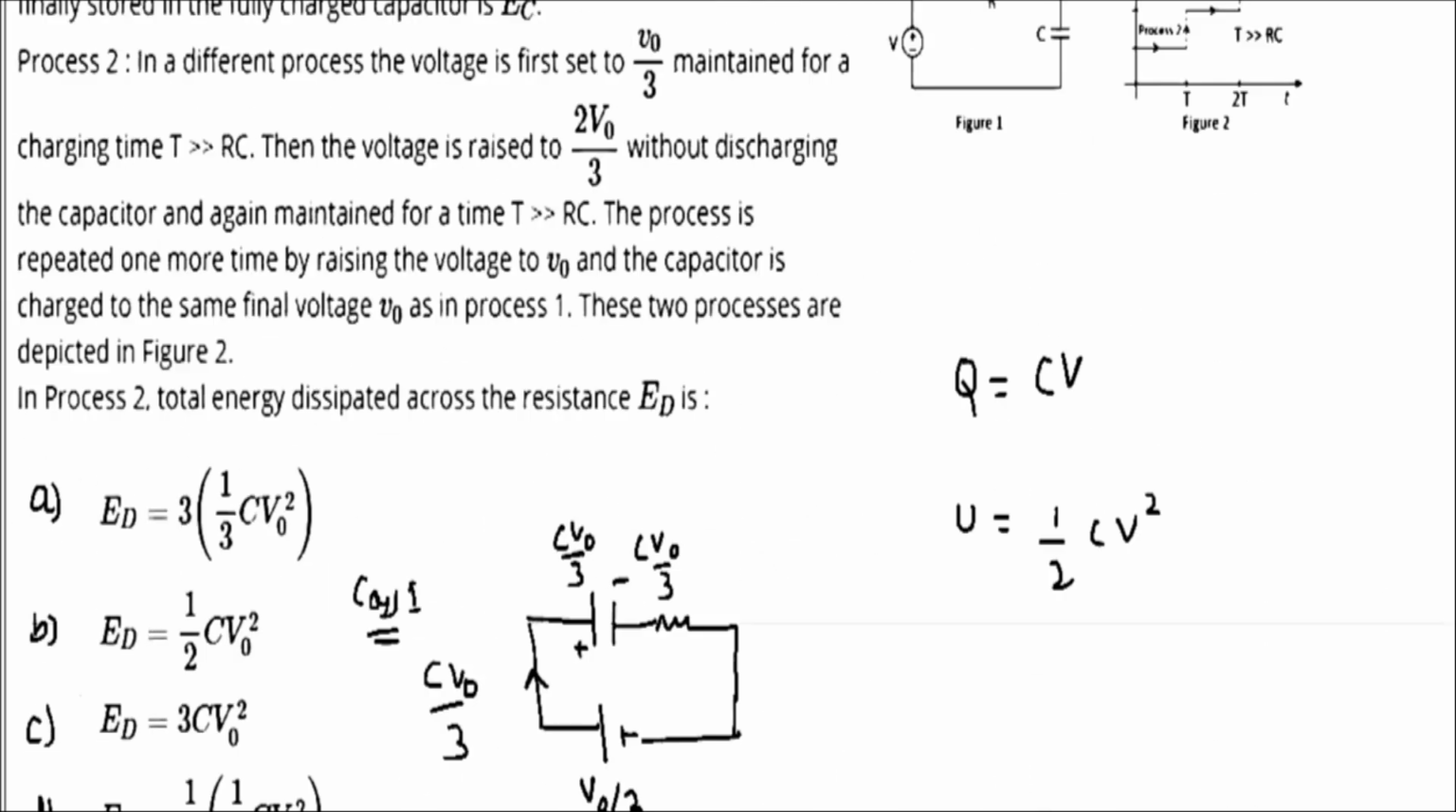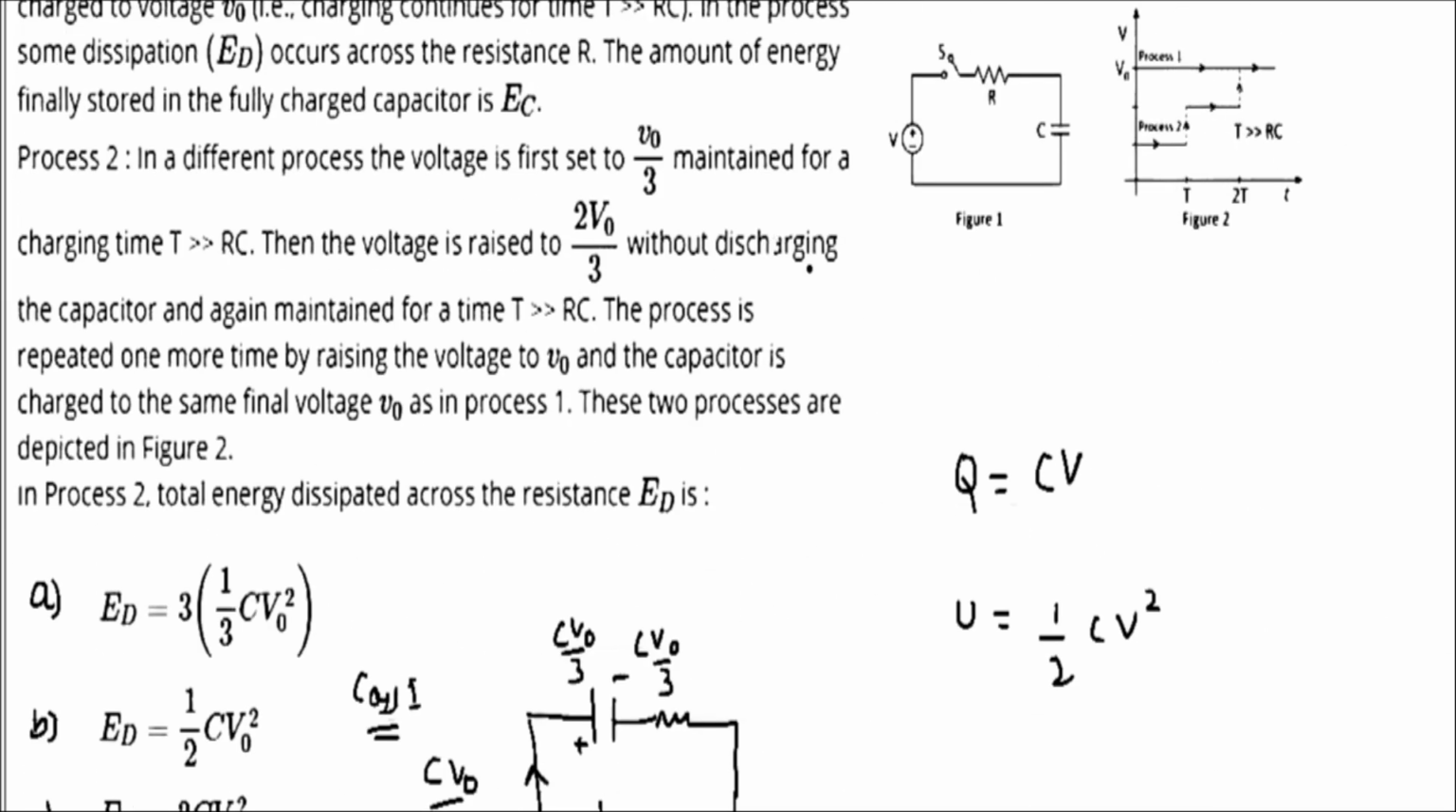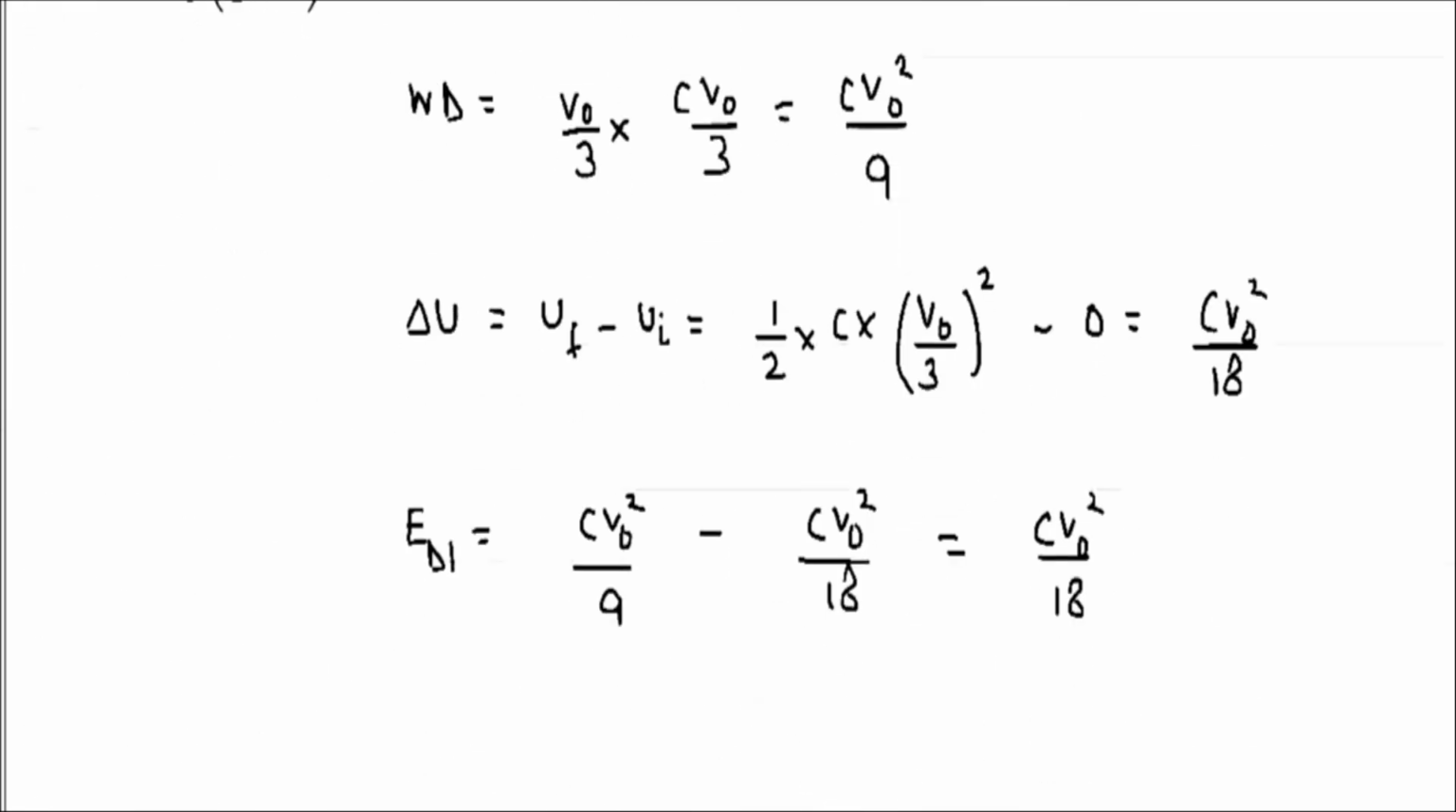Now in the second case, the potential supplied is equal to 2 V naught by 3. So we draw our second circuit. This is our case 2. This is our capacitor, and this is connected to a battery, like this. We are just drawing the resistor, but we are waiting for a long time. Now what will happen?